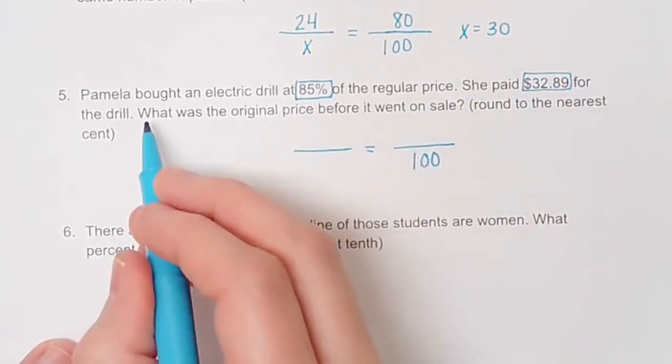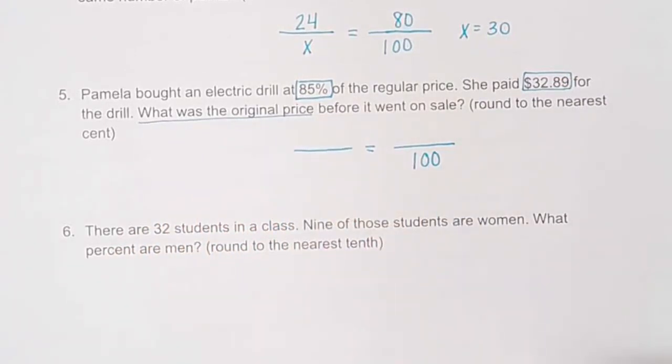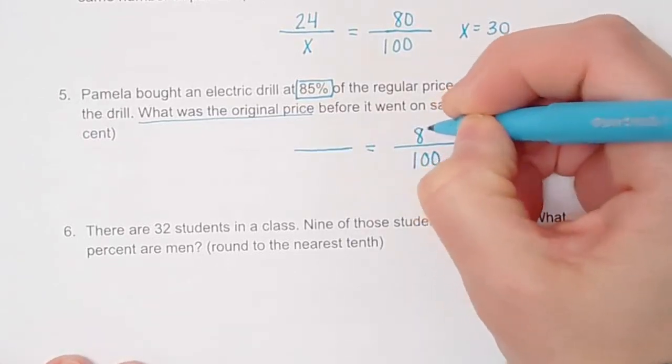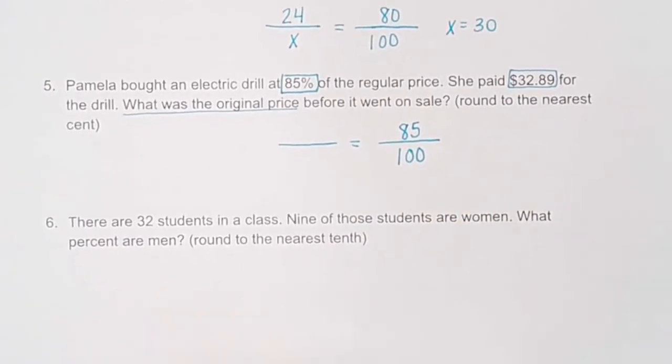Okay, well there's only one spot that the 85 can go because it's a percentage, so it has to go over the 100. Now I just need to figure out where the 32.89 goes. And this one can be a little bit tricky, but it really does make sense if you really think about it. So this drill that she bought was on sale. So what she paid is not what it originally cost. Originally it was more expensive.